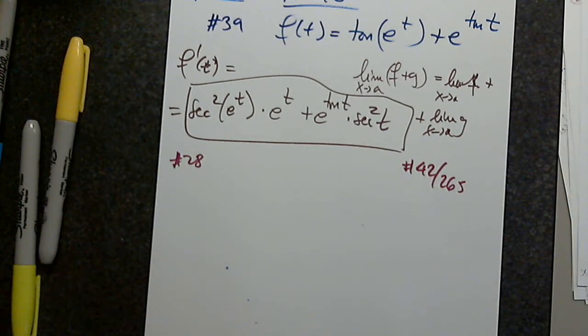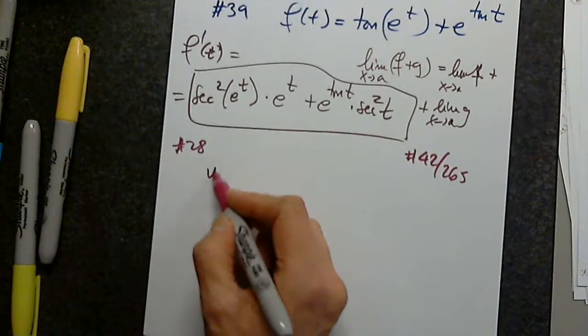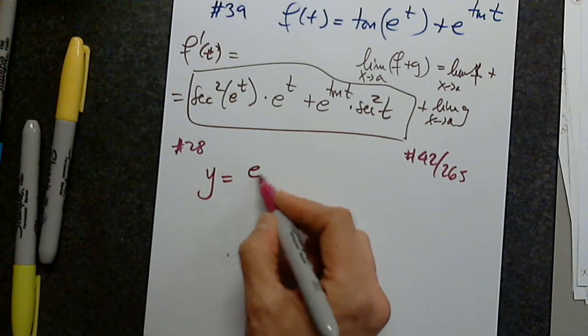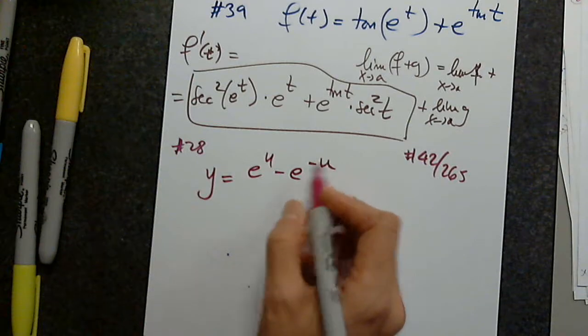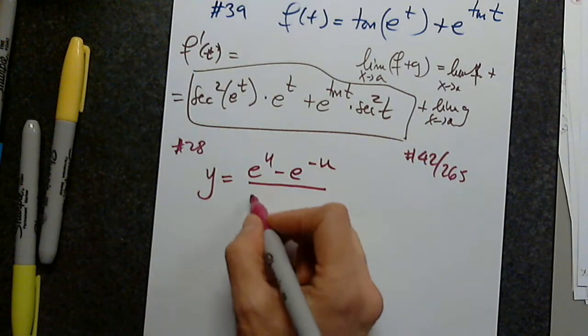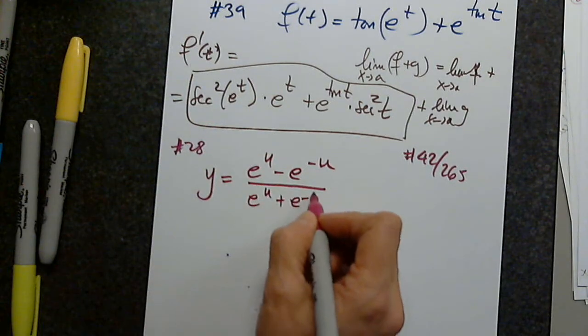Okay, so let's look at 28. In 28 we have y equals e to u minus e to negative u divided by e to u plus e to negative u.